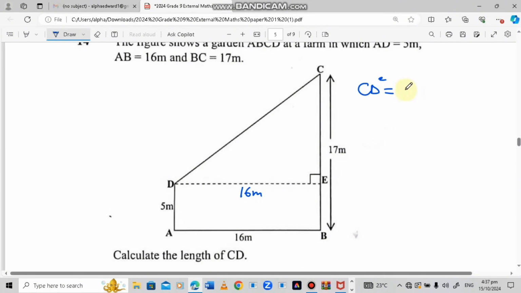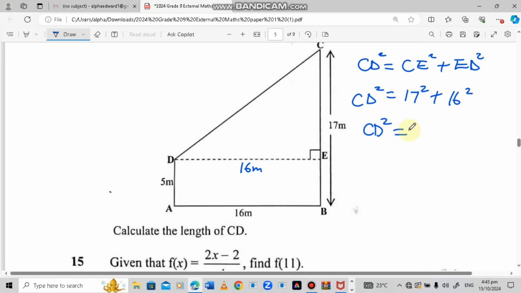So we're going to say CE squared plus ED squared. Alright, so we're going to have CD squared is equal to, what is CE squared? So CE is 17, so we're going to put 17 squared plus ED is 16, so 16 squared. Alright, so we're going to have CD squared is equal to 17 squared is 289 plus 16 squared is 256.